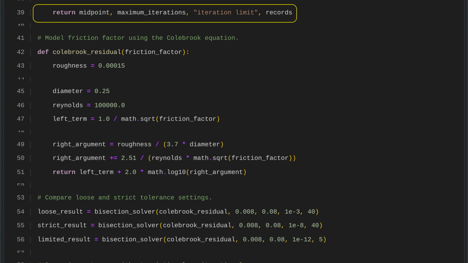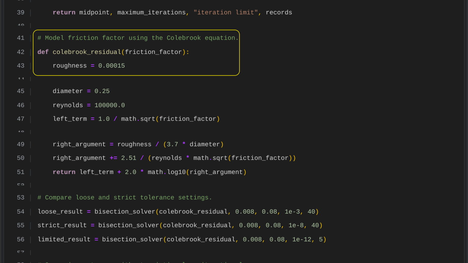If the tolerance is not met before the iteration limit, the function stops and returns the interval midpoint as its best estimate. It also reports the number of iterations, marks the reason as an iteration limit, and includes records of the midpoint, residual, and interval width from each step to help review convergence.